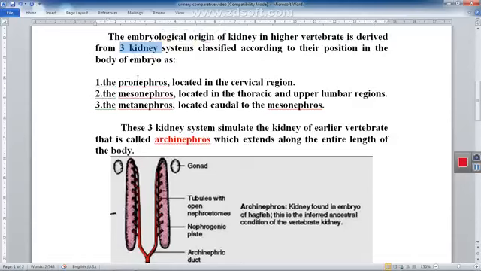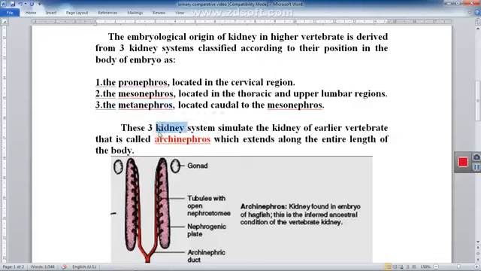The systems include, number one, pronephros, which is the kidney system that is developed in the neck of the embryo, in the cervical region of the embryo. The other system is the mesonephros that develops in the thoracic and upper lumbar region of the embryo. And the third system is the metanephros that develops caudal to the mesonephros system, which means in the lower lumbar region of the embryo and sacral region.